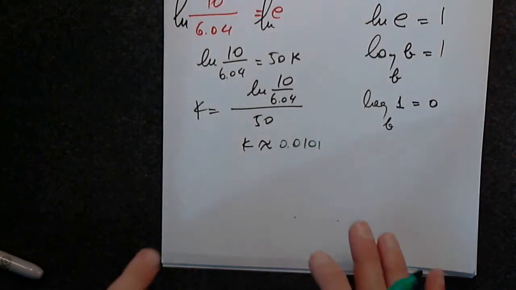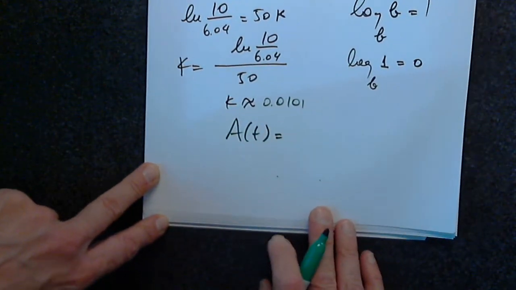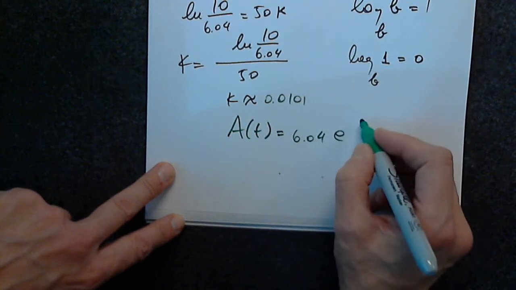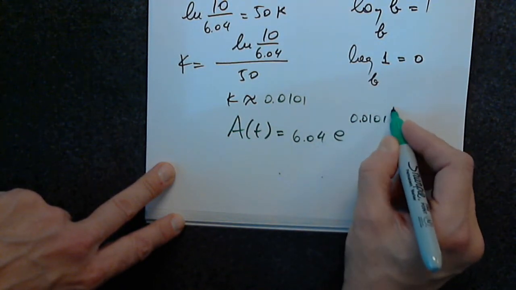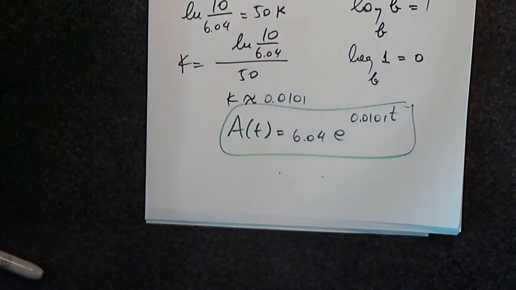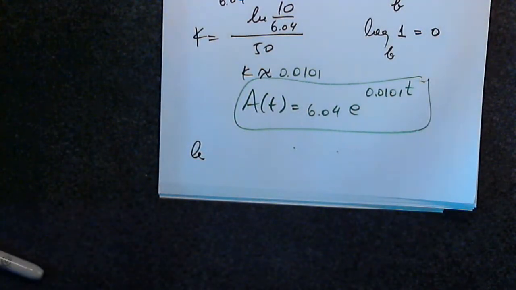So now we do have the entire model. Everything we need to know about this function: A of t equals 6.04 e to 0.0101 t. And this is it. Now there is a part B here. In which year would the population be 9 million? So that's part B. In which year will the population reach 9 million?